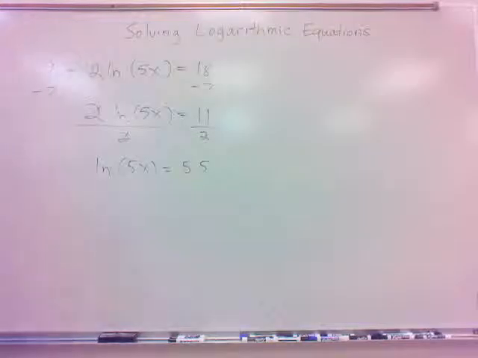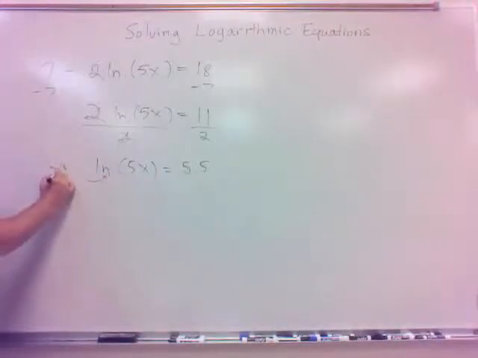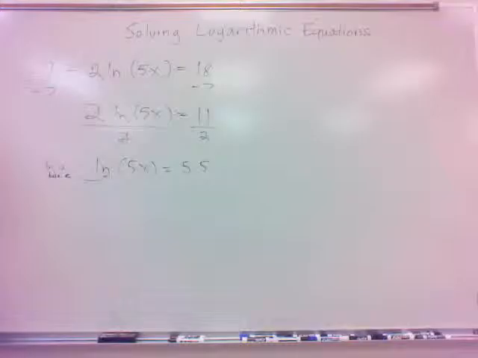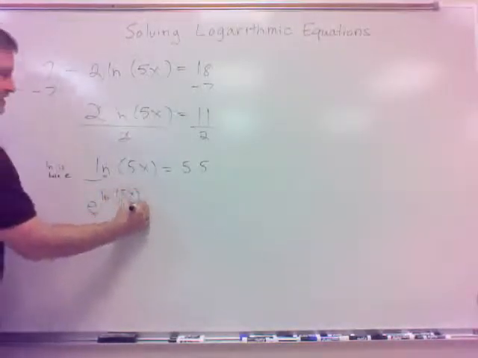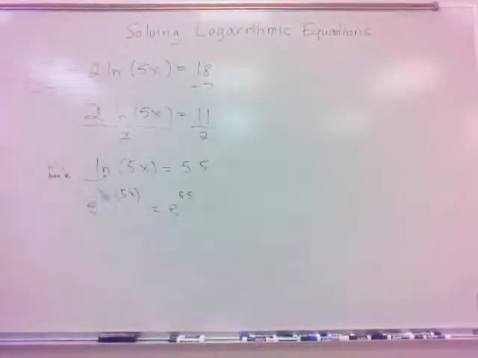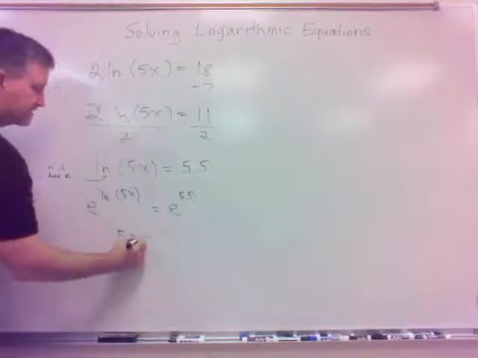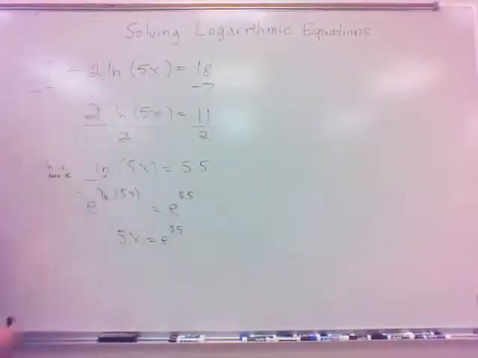Okay? Now, same idea here too. There's no base showing on this, so to exponentiate I need to know what base. What is the base if it's an ln? That's base e. ln is always base e. So when I exponentiate here, I exponentiate with base e. So e to the 5x equals e to the 5.5. And then the e and the ln will cancel out. So I have just 5x on my left, and then e to the 5.5 on the right.